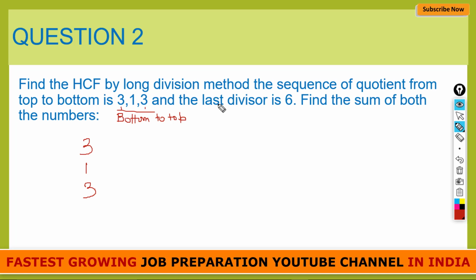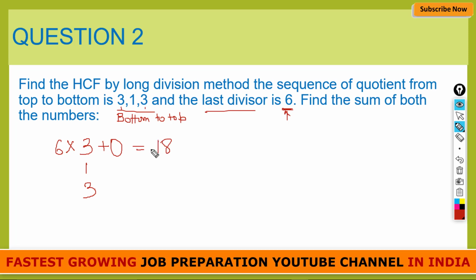So as we know, the last divisor is 6, and I have told you in the previous question that the last divisor which gives remainder 0 is always the HCF. So by that concept we know this is the last divisor, which multiplied with 3 gives the remainder 0. Then only it's the last divisor, the HCF. So 6 times 3 gives us 18.